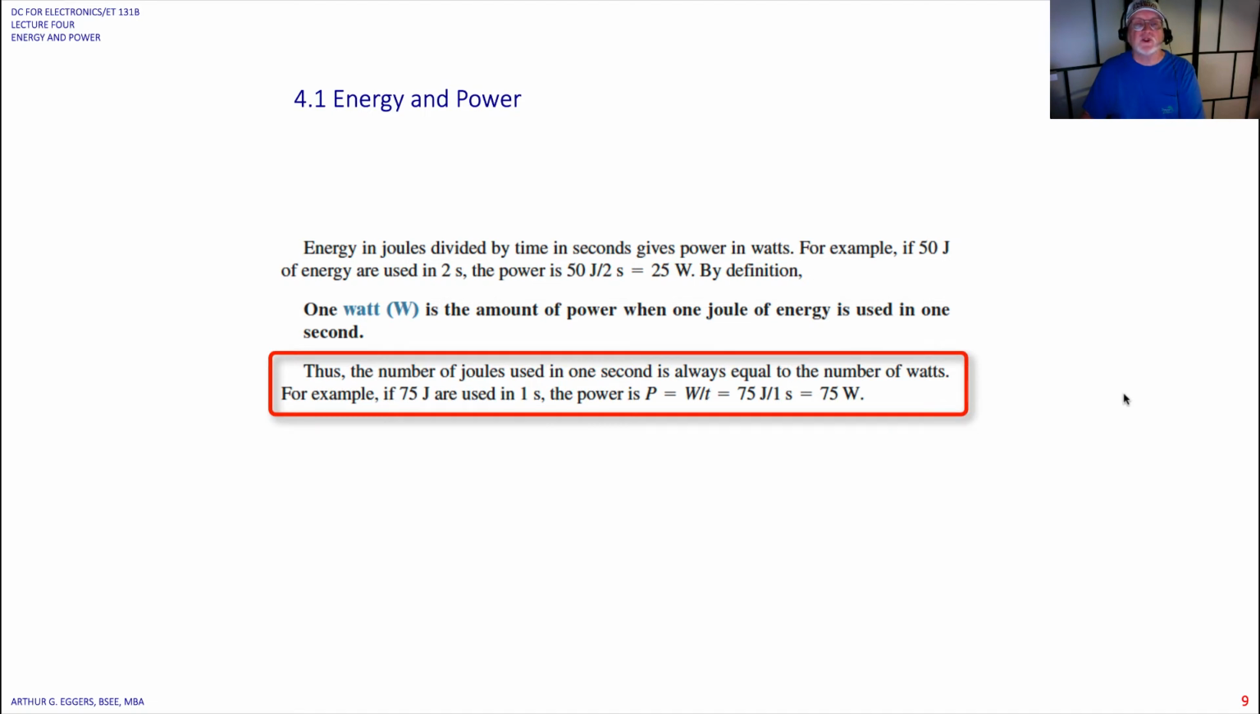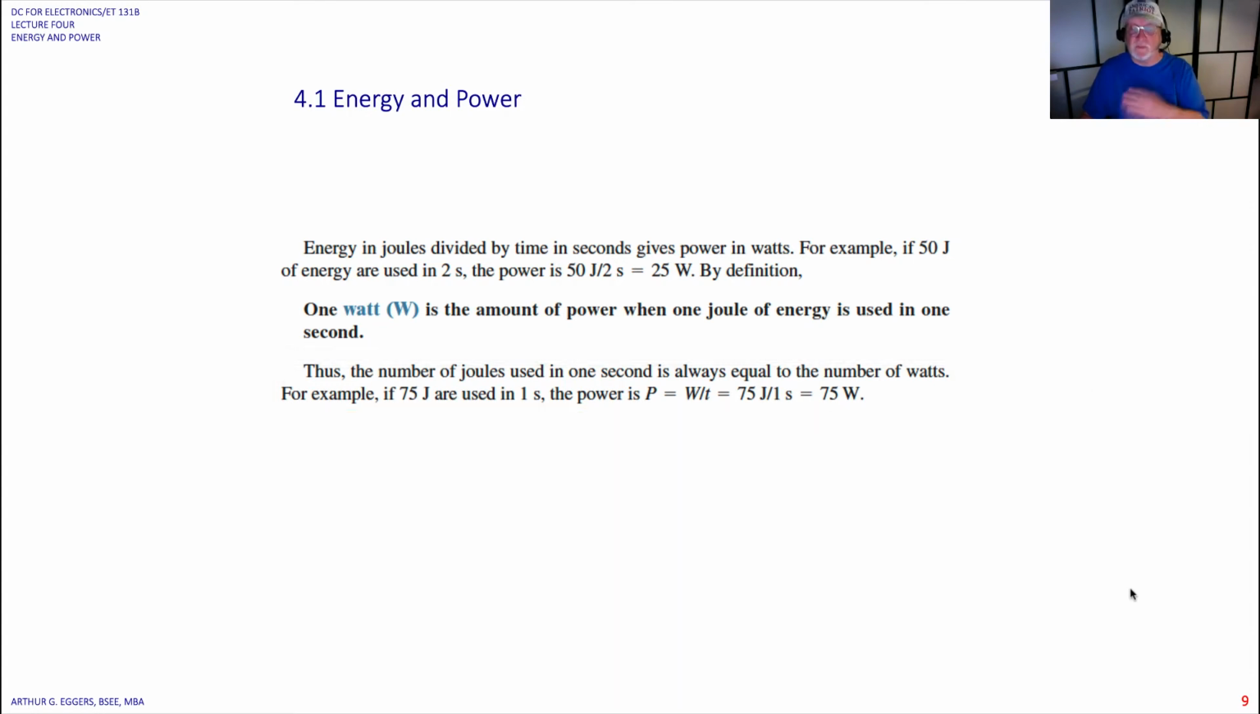Thus, the number of joules used in 1 second is always equal to the number of watts. So for example, if we have 75 joules used in 1 second, the power then becomes 75 joules per second. So a joule per second is a watt. Now we can see we've got a way that we can manipulate values further on when we have to start doing conversions.